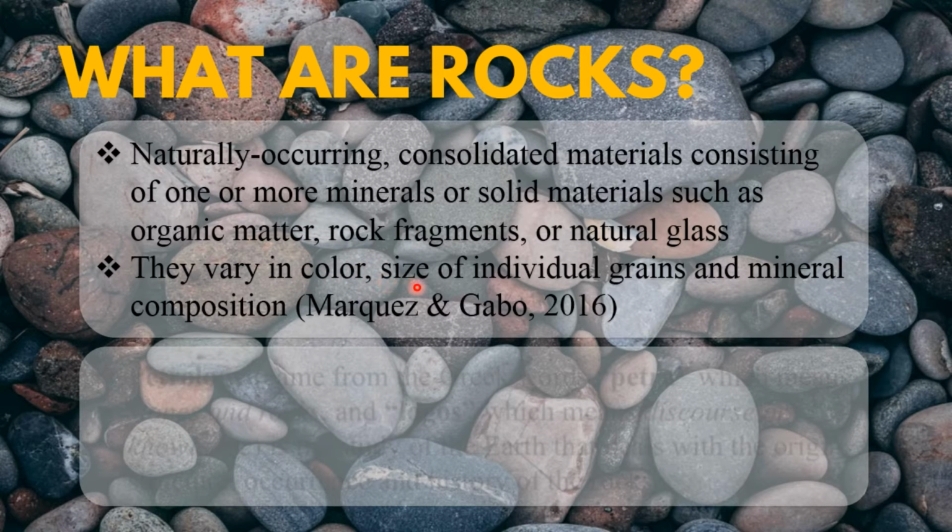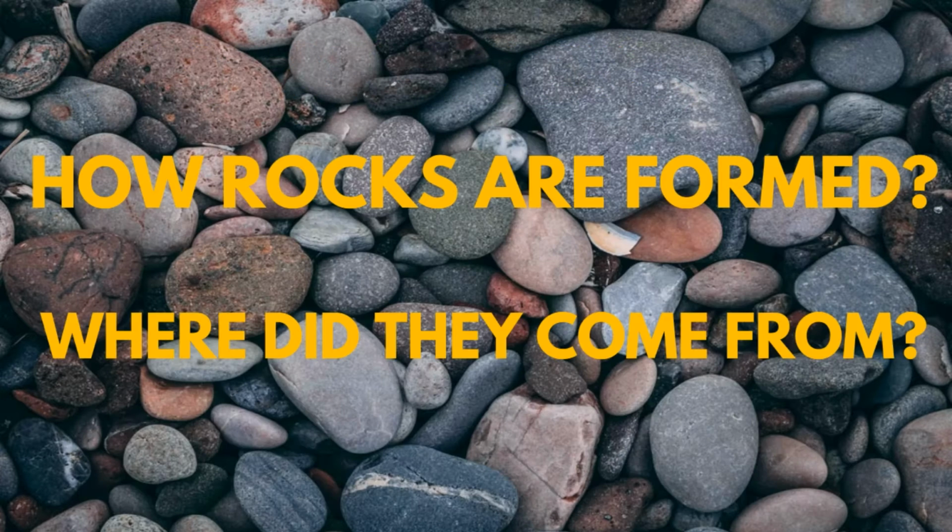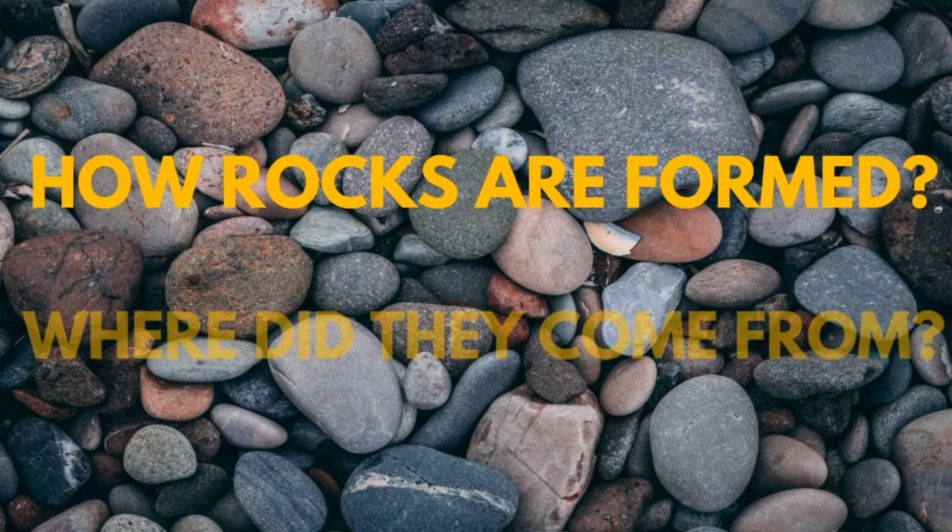Aside from that, rocks can have different colors. They may also vary in terms of size of individual grains that we can see on the rock itself, and even on their mineral composition, just like what you see in the background picture. And generally, when we say petrology, it refers to the study of Earth that deals with the origin, structure, occurrence, and history of the rocks. But how are rocks formed? Do you have any idea? Where did they come from?